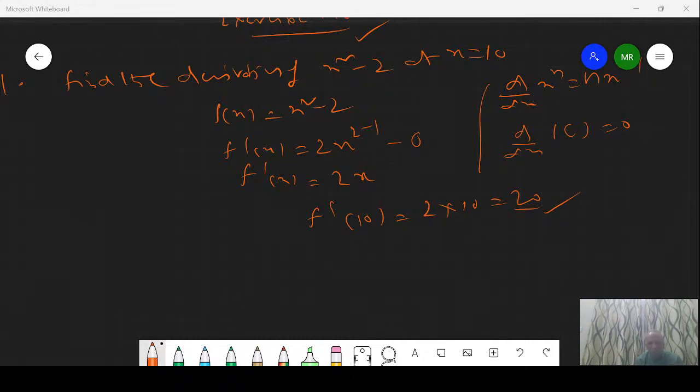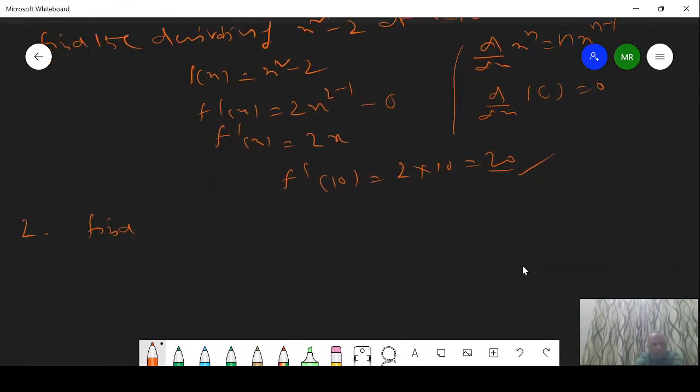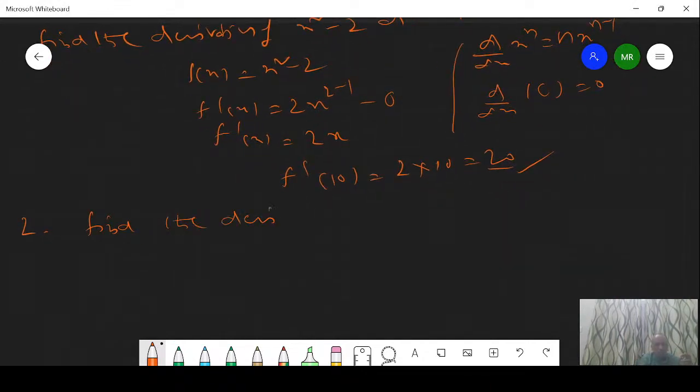Find the derivative of x at x equal to 1. When they are asking the derivative of x at x equal to 1, you can think like this: the given f of x is equal to x. Now f dash of x is equal to the derivative of x, which is 1. Use the formula n into x power n minus 1. If you write 1 into x power 1 minus 1, it will be 1. So f dash of 1 will be 1 only.